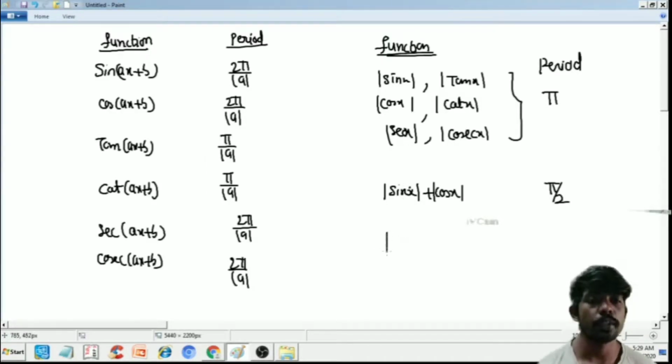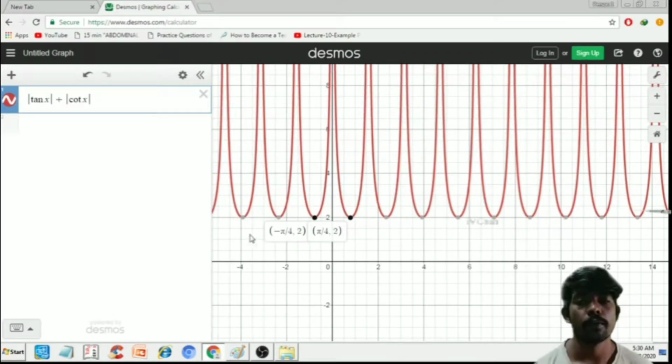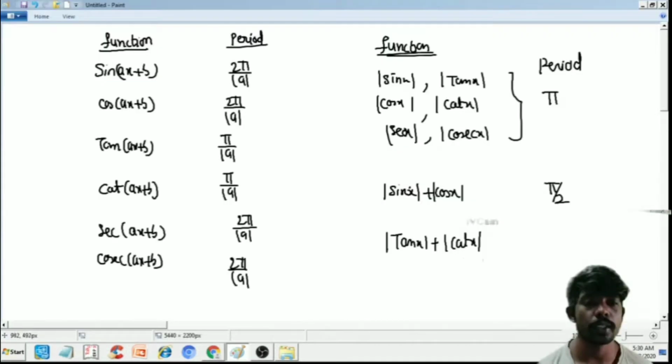Hence coming to here, modulus of tan x plus modulus of cot x. What is the period of modulus of tan x plus modulus of cot x? Let me show you here. We have in this the distance between the 2 points, pi by 4 plus pi by 4, how much? Pi by 2. Hence the period is pi by 2. You can write it as pi by 2. The period of this is pi by 2 and the period of this is pi by 2.